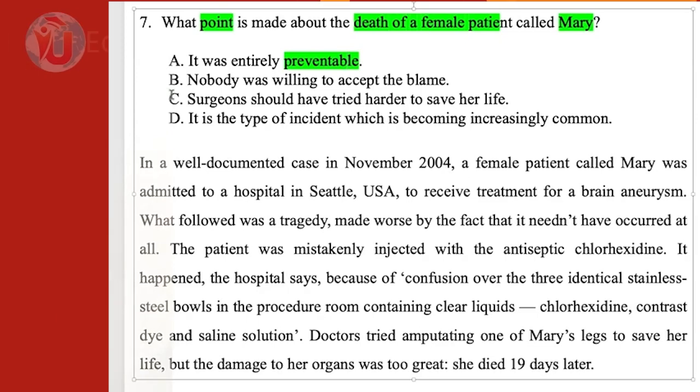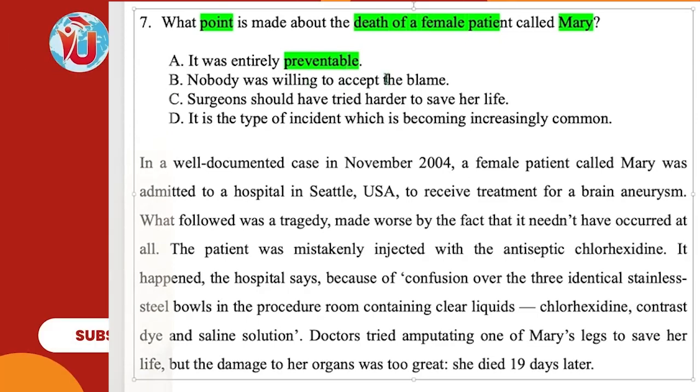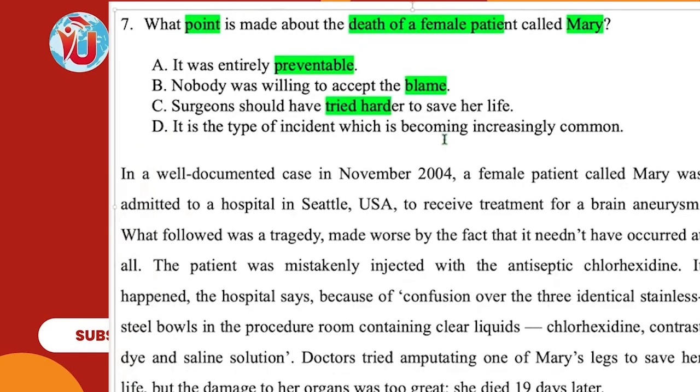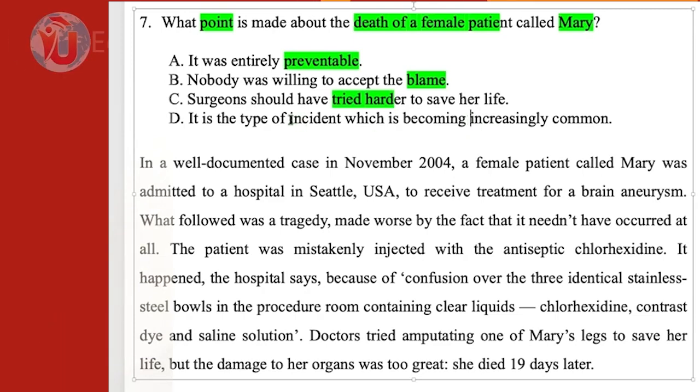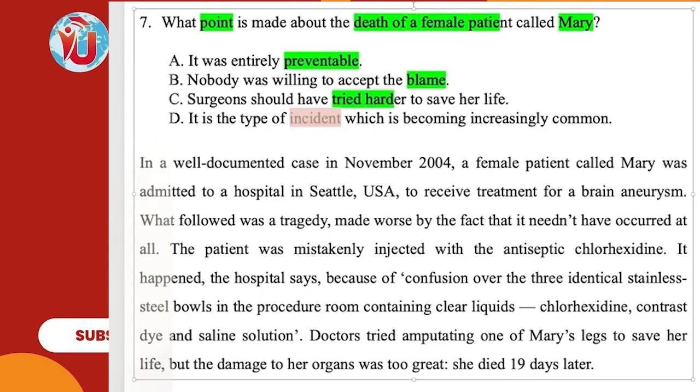No problem. Next one, option B: nobody was willing to accept the blame. Blame is important. Next one, option C: harder. The surgeon should have tried harder. Then option D: incident, common, increasing. Incident is correct, and increasing.